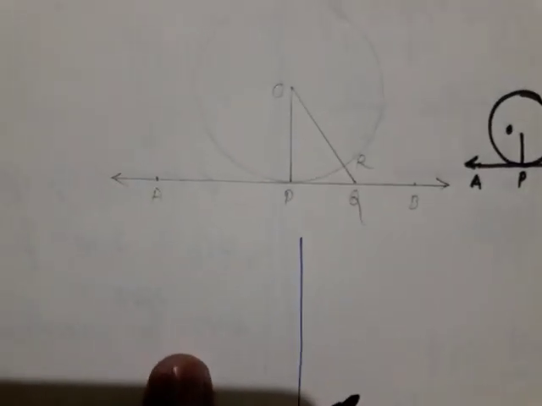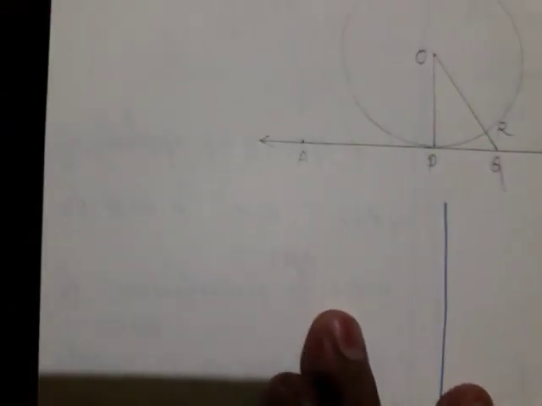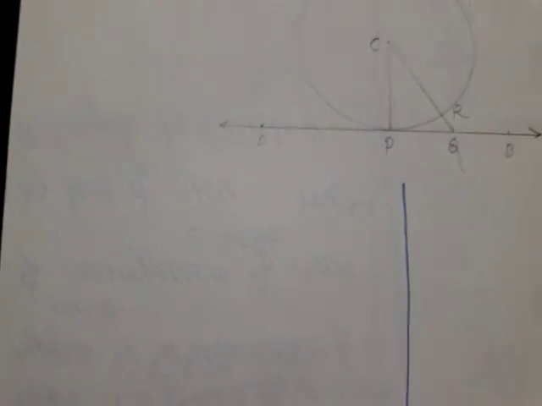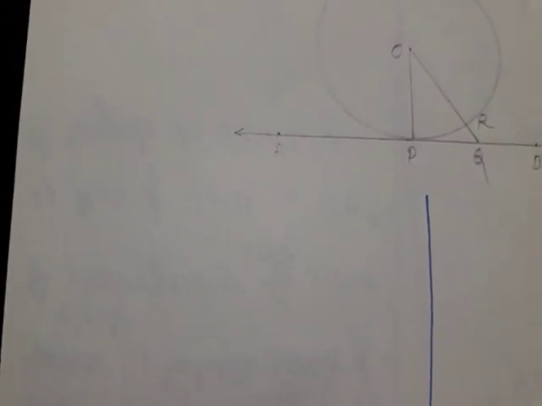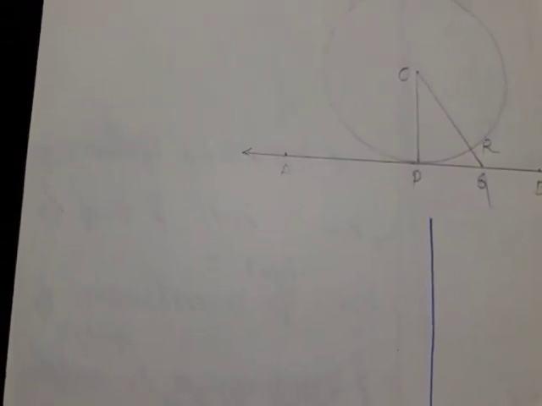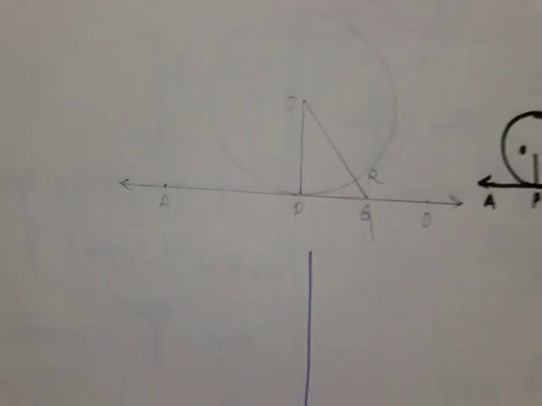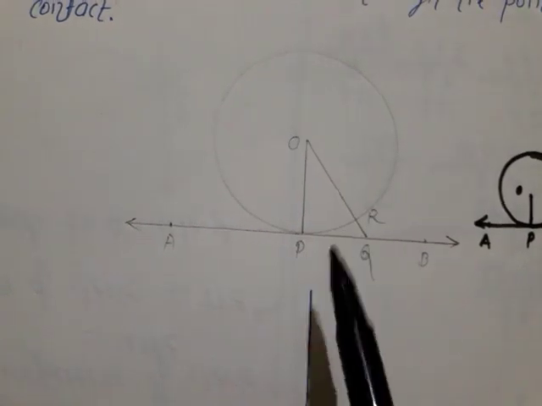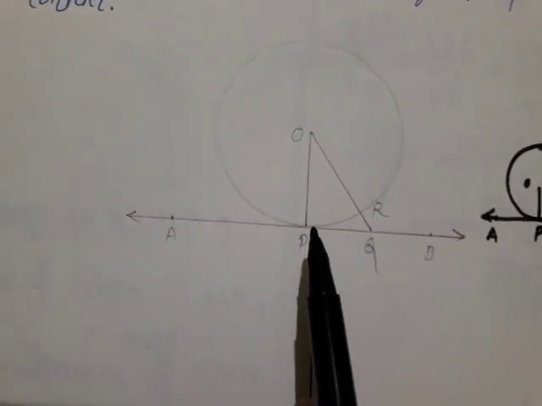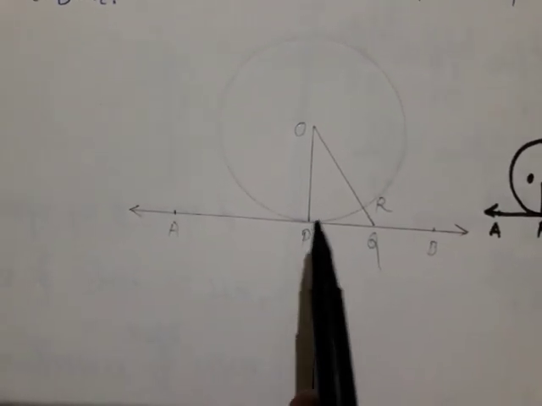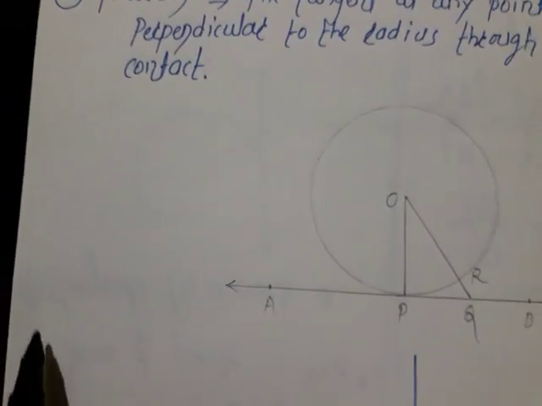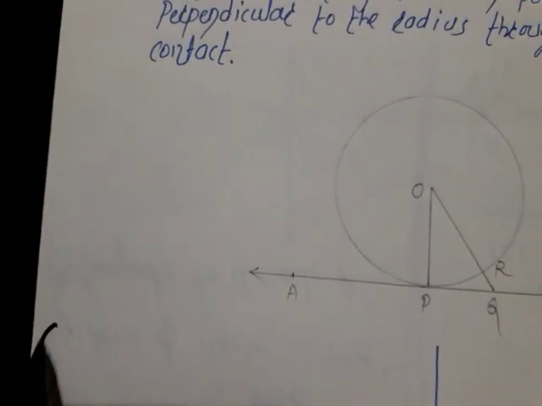First of all, let me write what is given. Given means what we have drawn, what we have shown in the figure. What we have shown in the figure? A circle of center O and a tangent at point P. Here there is one circle whose center is O and there is a tangent which intersects the circle at point P. This is the first point. Look here and try to understand.